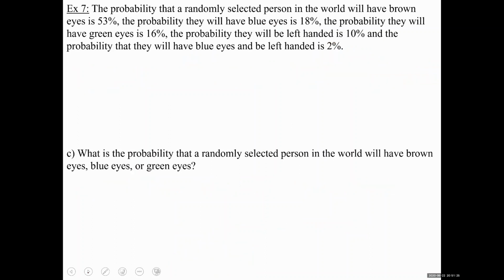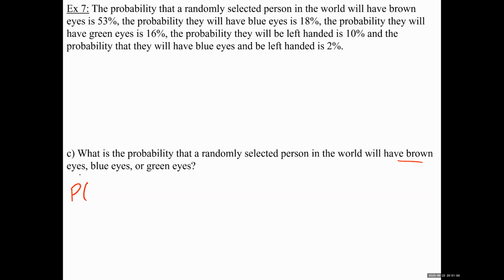All right, last one, part C. What's the probability a randomly selected person will have brown eyes, blue eyes, or green eyes? All right, so there's a couple things to say here. In math notation, you're not going to put a comma between events. The only thing you can put between events so far is "or" or "and". So you have to rephrase this question because there are 3 events.